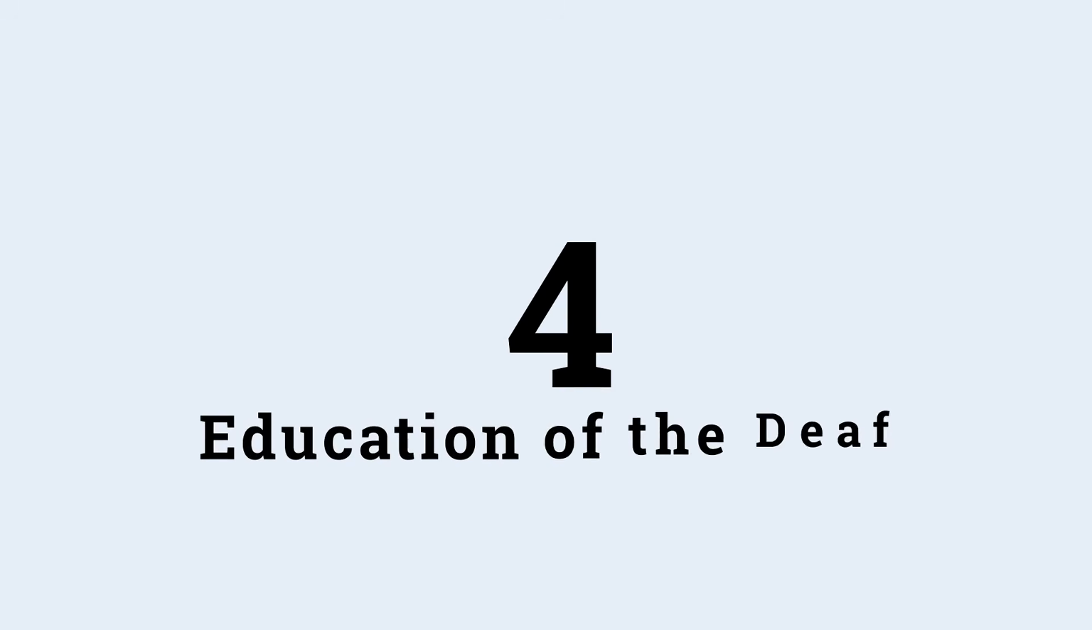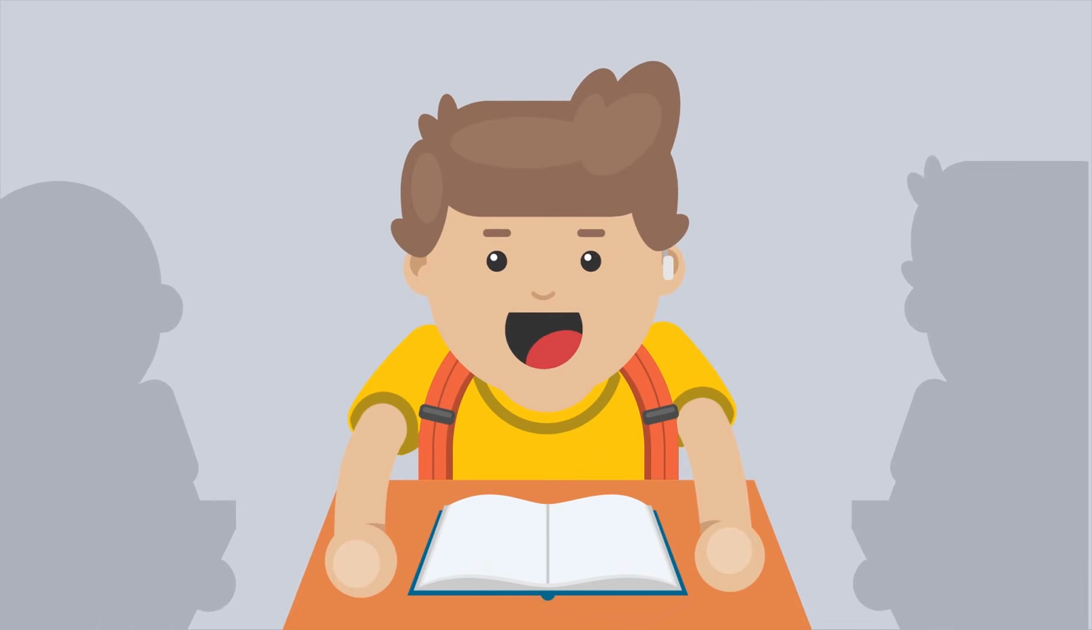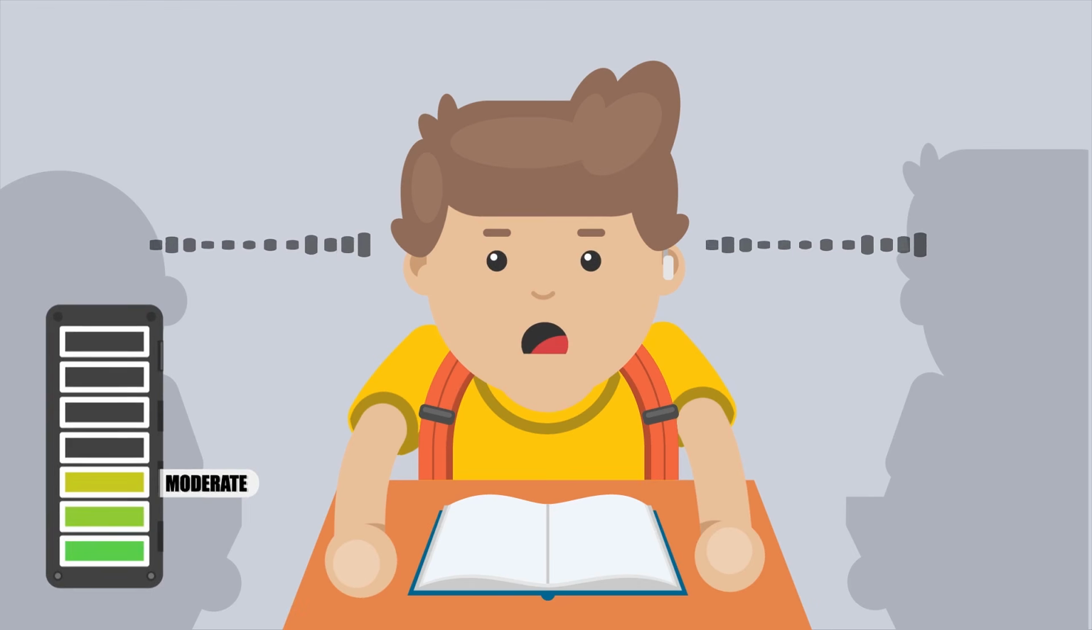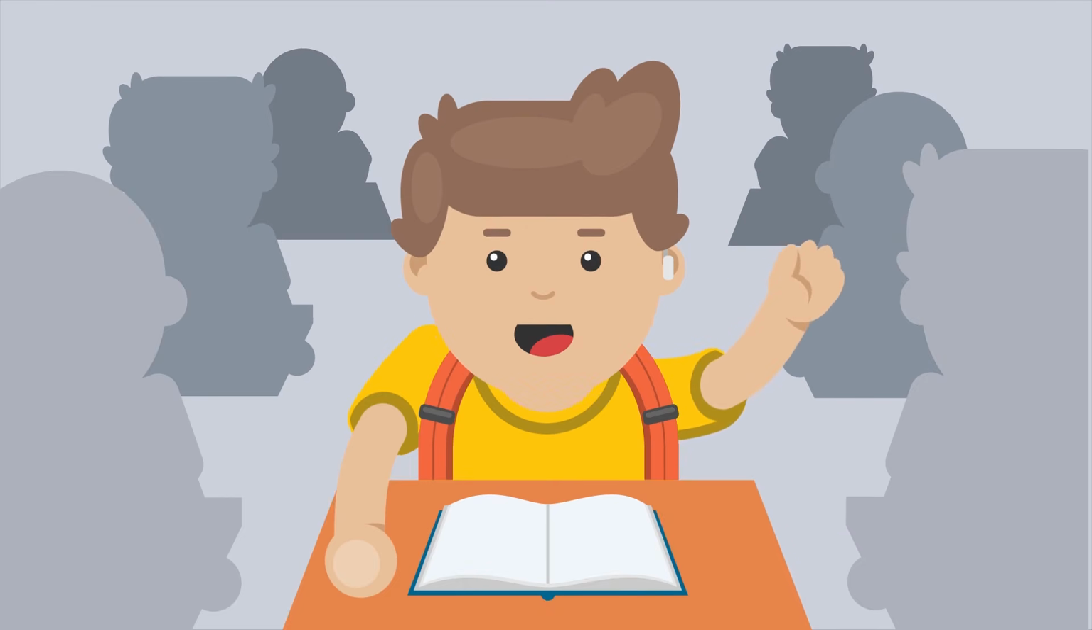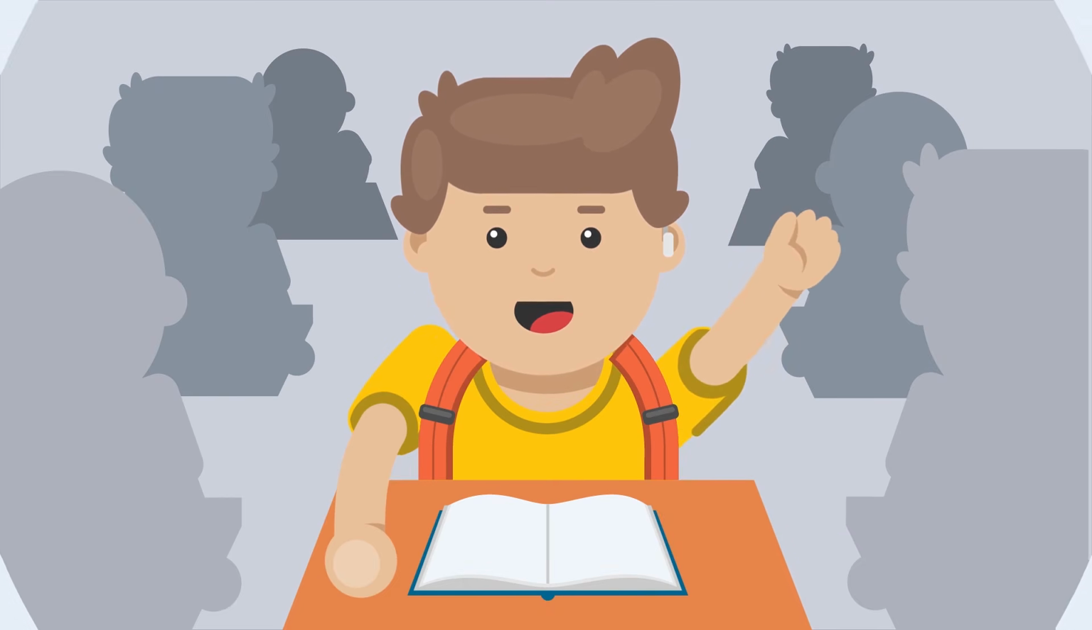4. Education of the deaf. There are residential and day schools for the deaf. Some deaf children with moderate hearing loss can be integrated into schools for the normal children with preferential seating in the class, giving them benches closer to teachers so that they can hear the teacher louder.